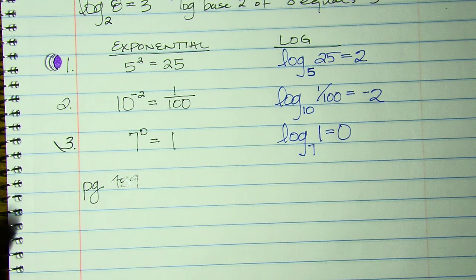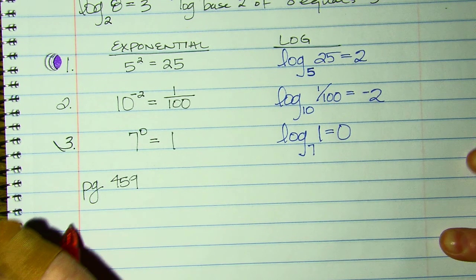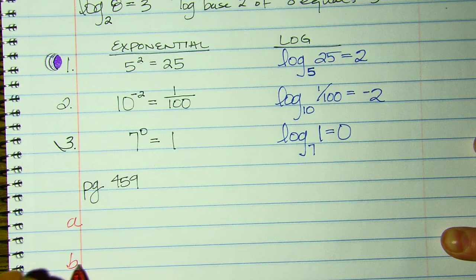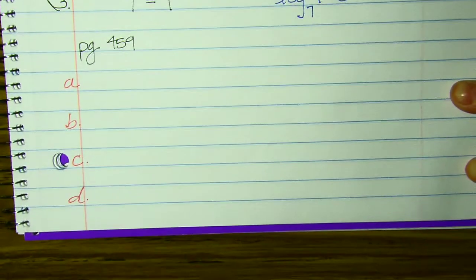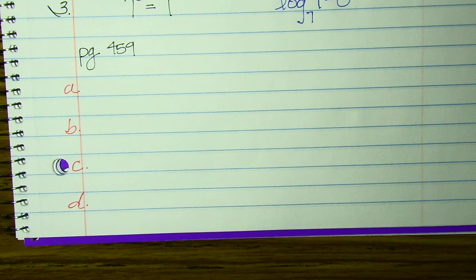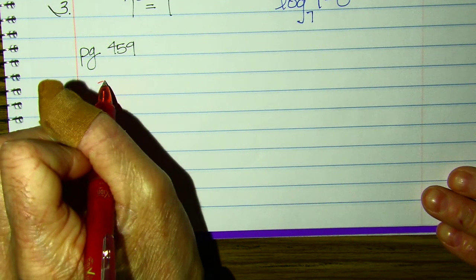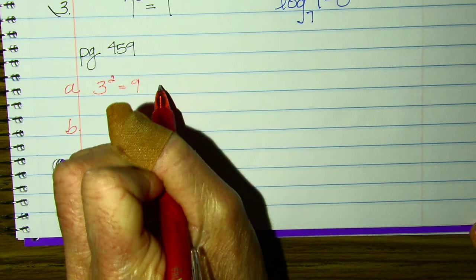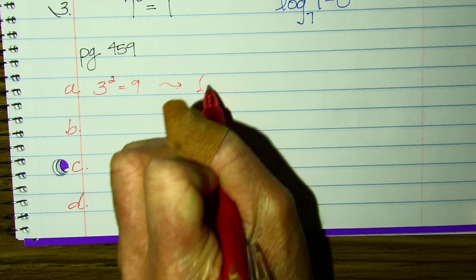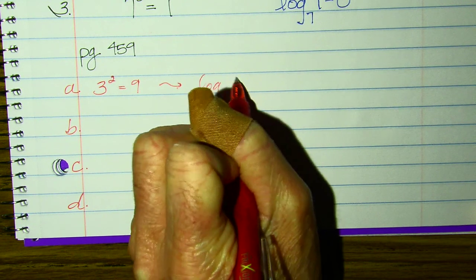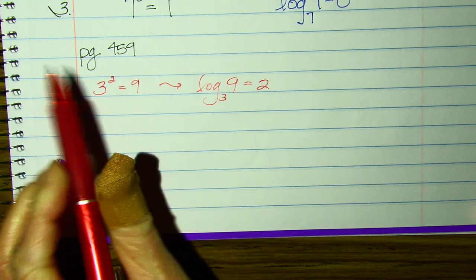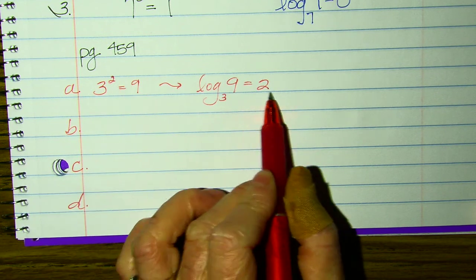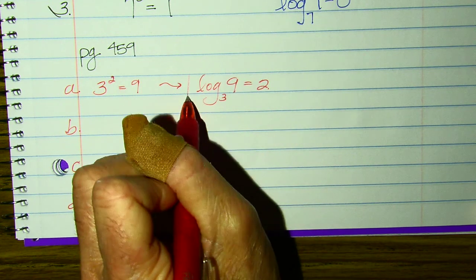So lesson practice is on page 459. And they want us to do exactly what we've been doing for parts A, B, C, and D. So we're just going to replicate what we've been doing. In part A, they've asked us to write 3 squared equals 9 as a logarithm. So it would be log base 3 of 9 equals 2. Notice the exponent should be the number on the right. And so this is your answer.